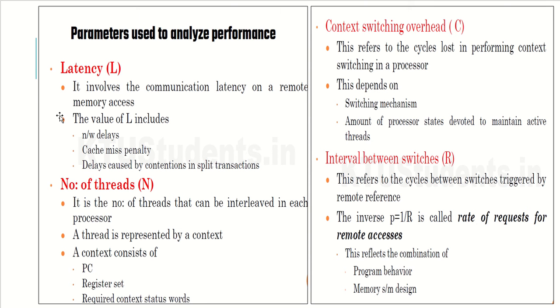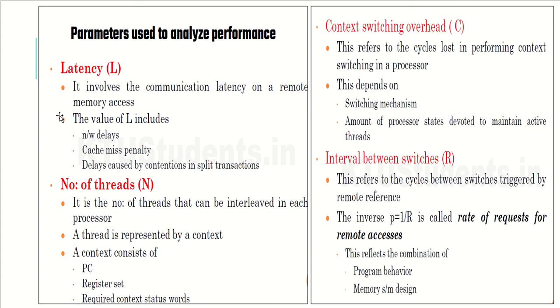The last one is the interval between the switches, which is the number of cycles between the switches triggered by a remote reference. Whenever you have a remote reference, you are going to switch the context unless the reference is available. So you are going to switch the context, and that may result in some cycles, which is known as the interval between the switches. It is referred to as R.